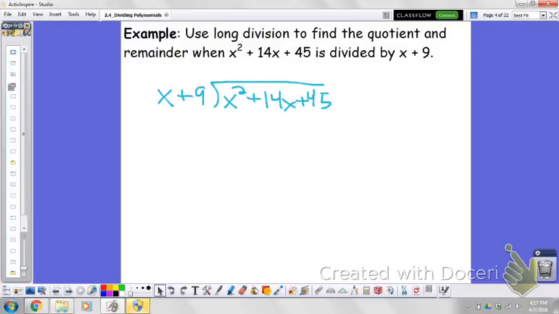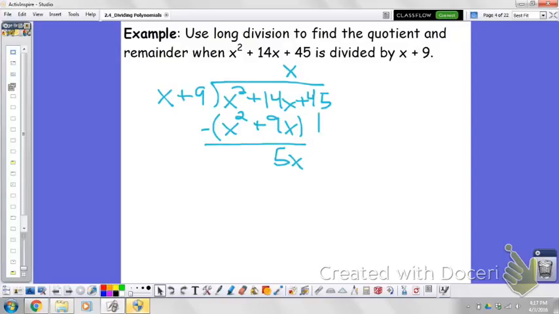So our first thing we're going to do is look at this x squared and divide it by the x. Well, x squared divided by x is just x. So we write an x above the 14x. Then you multiply x by x plus 9, and that gives us x squared plus 9x. And then we're going to subtract that from the two terms above it. So we have 14x minus 9x, that is 5x. And then the x squared minus the x squared, nothing, so it cancels out.